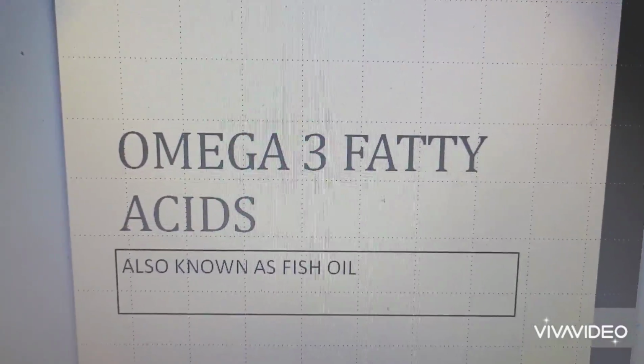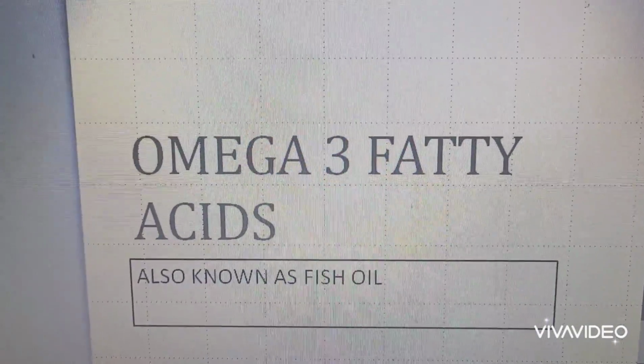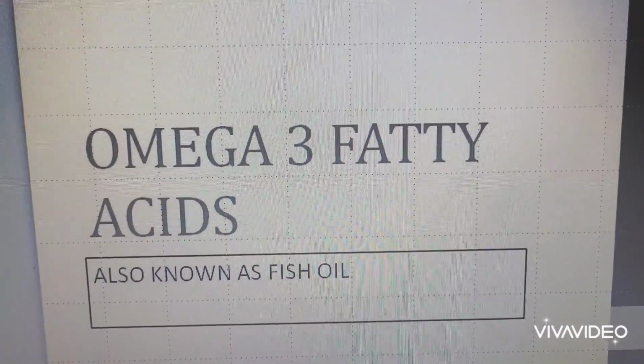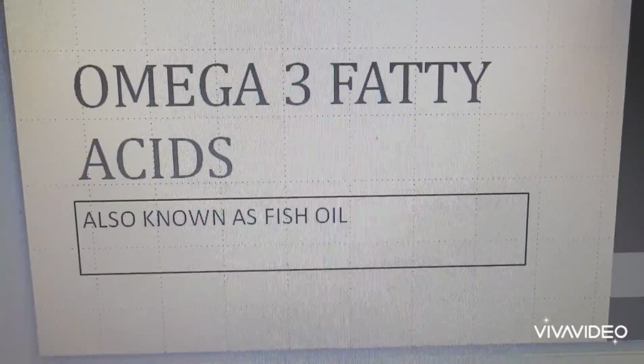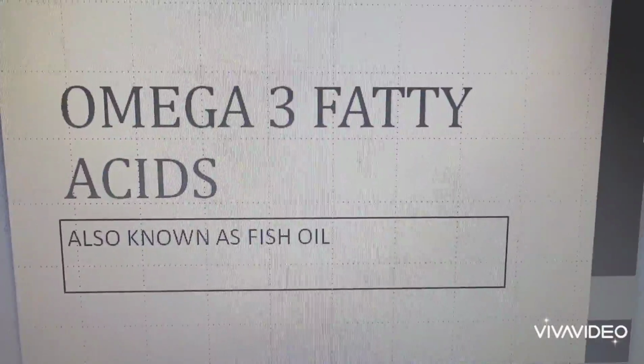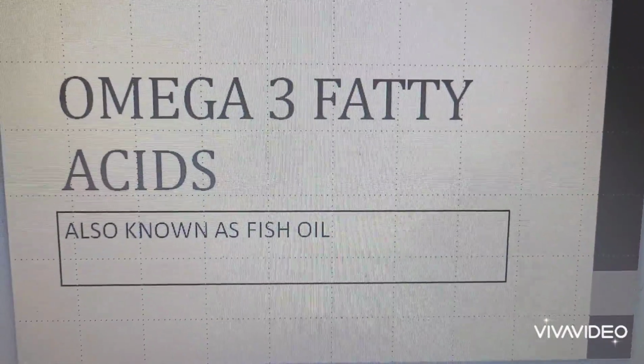Omega-3 fatty acids. I've been trying to get this up for a minute now. I think I have it together. It is a very, very basic explanation of omega-3 fatty acids.